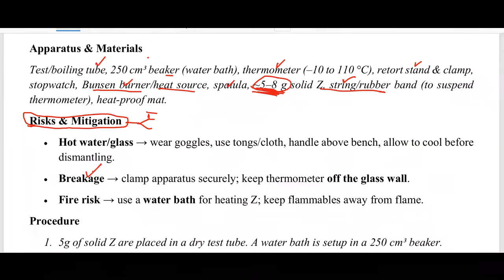So what do you do? Clamp the apparatus securely, keep the thermometer off the glassware. So all these are mitigations. Here you need only one and you get all the three scores. Of course, I'm not giving you what to put. Depending on which materials and which apparatus you're using, you will be able to know what to do in that case.